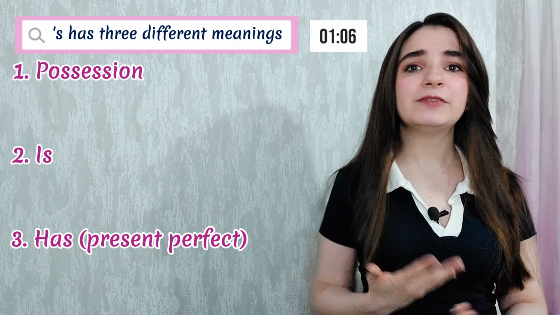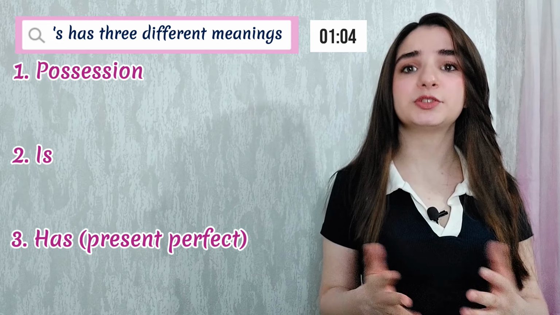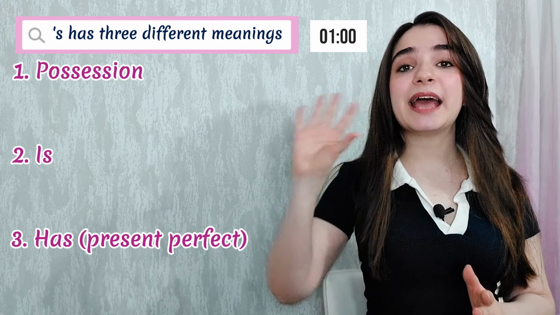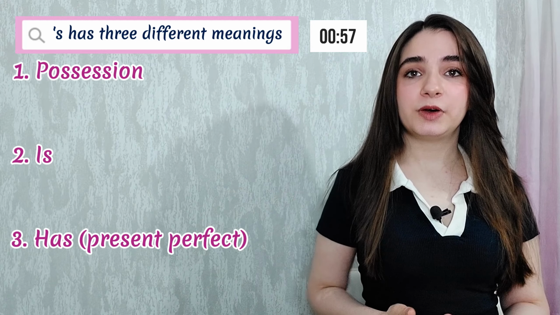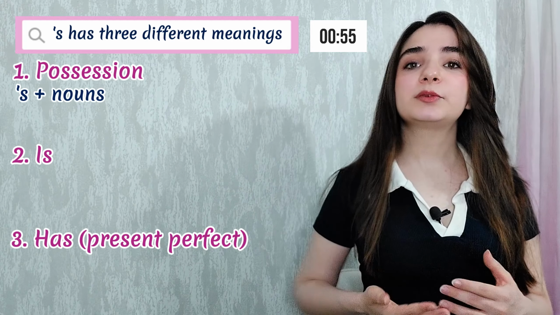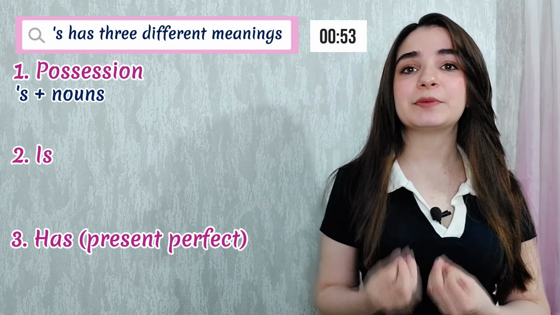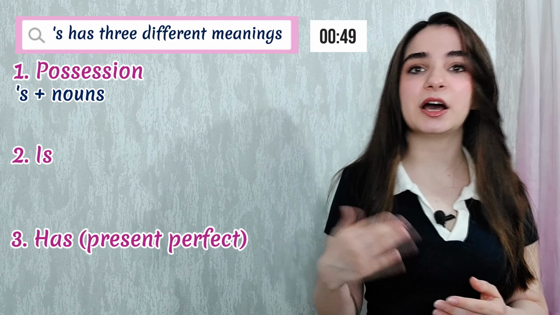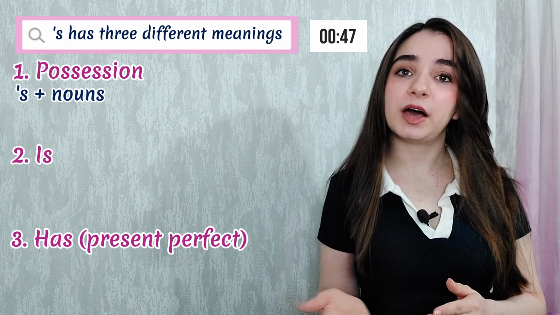And now, how can we understand the meaning of apostrophe S? The answer is simple. Look at the word that comes after it. If it is followed by a noun, we can understand that it is showing us the possession, like Sarah's phone, okay, the dog's eyes, my student's father.